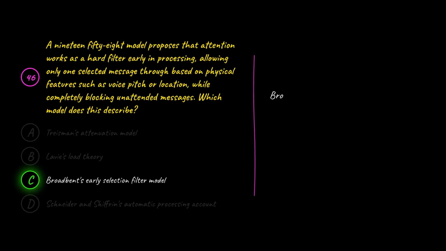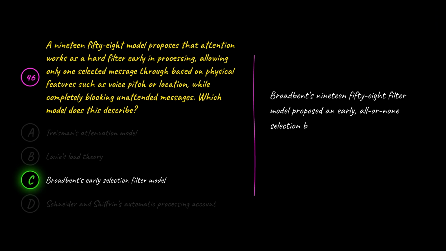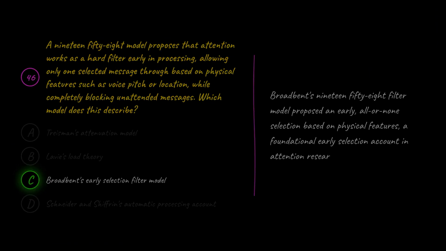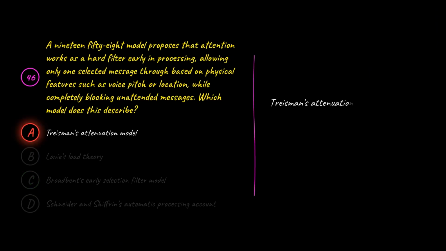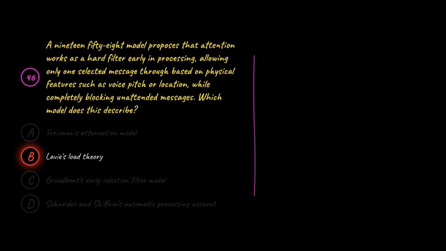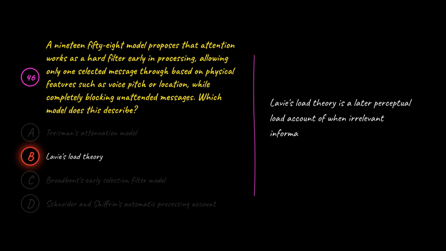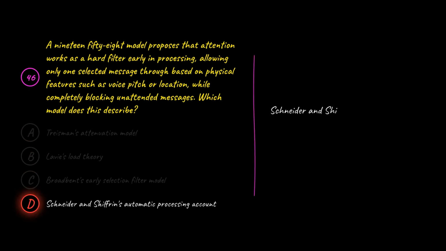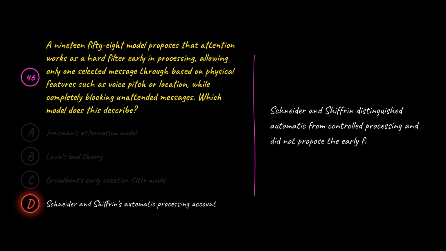C is correct because Broadbent's 1958 filter model proposed an early, all or none selection based on physical features, a foundational early selection account in attention research. A is wrong because Treisman's attenuation model softens Broadbent's filter by allowing unattended messages to be weakened rather than fully blocked. B is wrong because Levy's load theory is a later perceptual load account of when irrelevant information is processed, not the original hard filter model. D is wrong because Schneider and Schiffrin distinguished automatic from controlled processing and did not propose the early filter described.